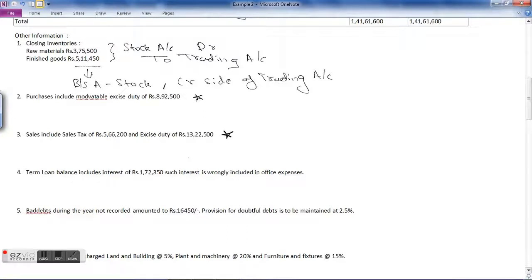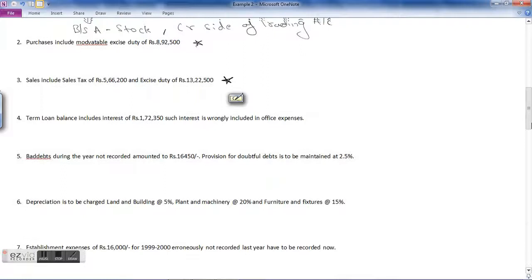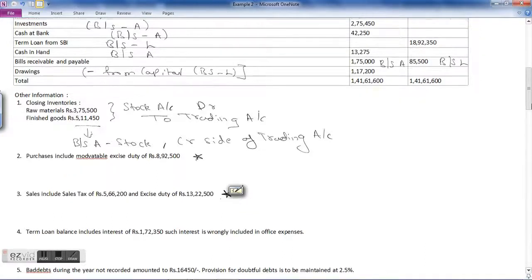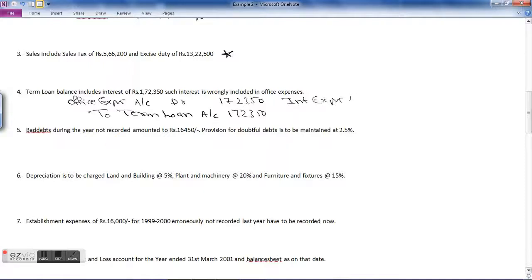Now term loan balance includes interest of 1,72,350. Such interest is wrongly included in office expense. So what has happened is here the term loan, which is showing a credit balance of 18,92,350, includes the interest of 1,72,350. So the entry that has been passed is office expenses account debit to term loan account, 1,72,350. Now the actual entry should have been interest expense account debit to term loan account.